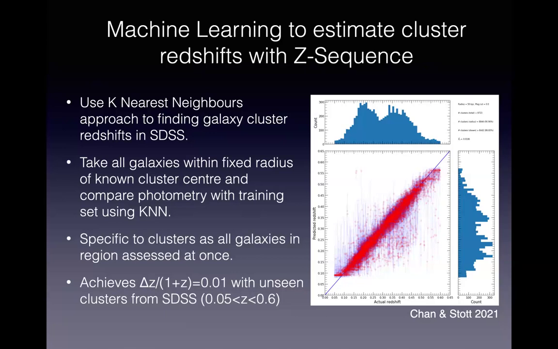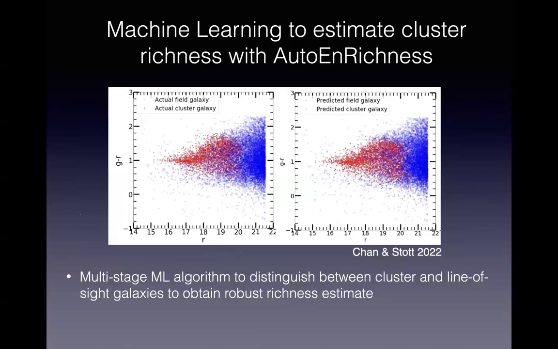We did it specific to clusters, as all galaxies in that region are assessed at once. And it achieves a very nice score, delta z over 1 plus z of 0.01, with unseen clusters from SDSS in the redshift range 0.05 to 0.6. Finally, Matthew was also keen to look at richness of clusters because, we've found the clusters, we've got their redshift, now it'd be great to find out their mass. So we can use optical data to get their richness and imply their mass from that. He created a multi-stage ML algorithm called AutoRichness to distinguish between clusters and line-of-sight galaxies to obtain more robust richness estimates.